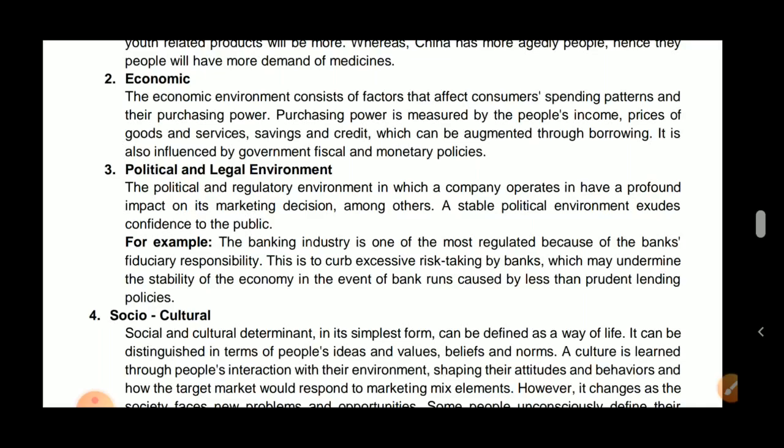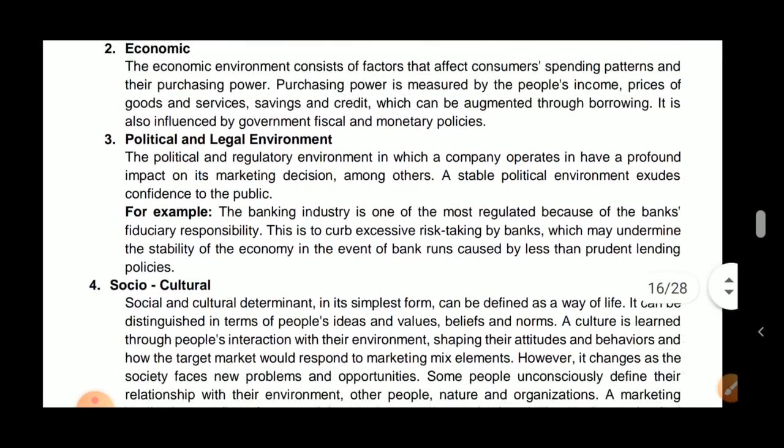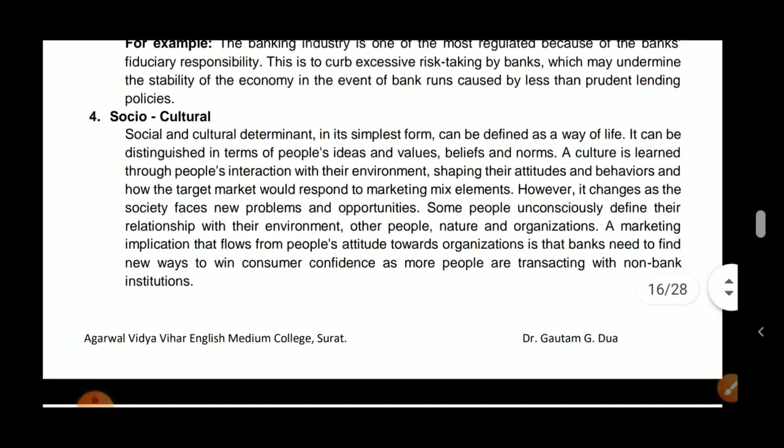For example, Google has been banned in China, Facebook has been banned in China, WhatsApp has been banned in Dubai. People cannot use WhatsApp in Dubai because the Emirate government has banned this certain kind of application. So they are legal foundations. There are certain political foundations, certain legal foundations. Okay. Next, coming over, that is our socio-cultural environment.